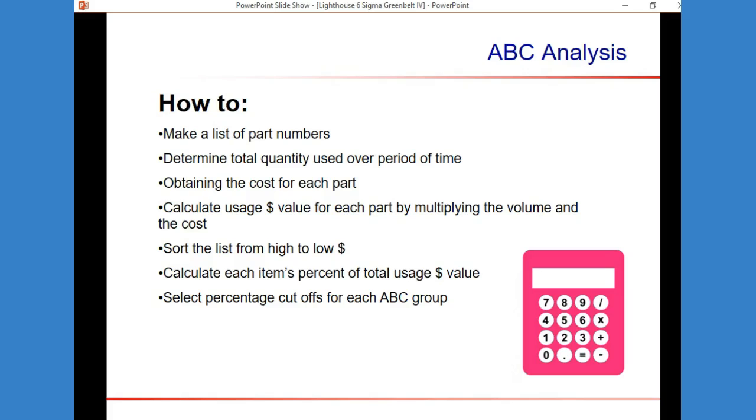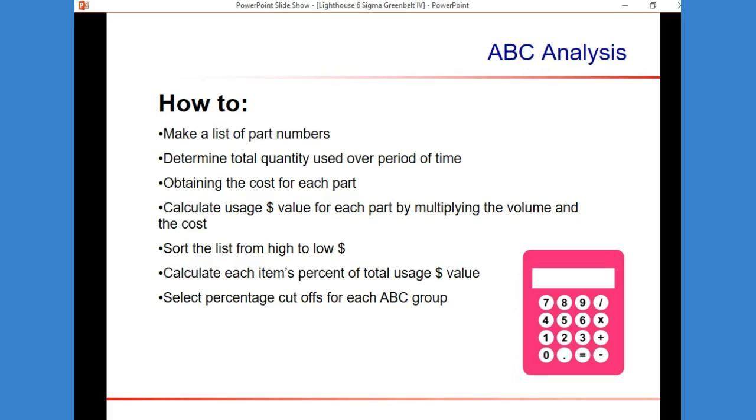So the way you would do an ABC analysis is you have a list of part numbers, you determine the quantity that you've used over a period of time, and then get the cost for each item, and then just multiply that out. Then you're going to sort it from high to low, and then you're going to calculate the percent of usage for each item, and I'll show you that again on the spreadsheet. And then select that percentage cutoff. So you're going to go down the column until you hit 80% of your total, draw a line, and everything above that you flag it as an A, and on down.